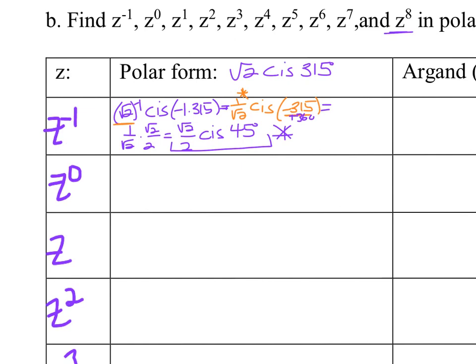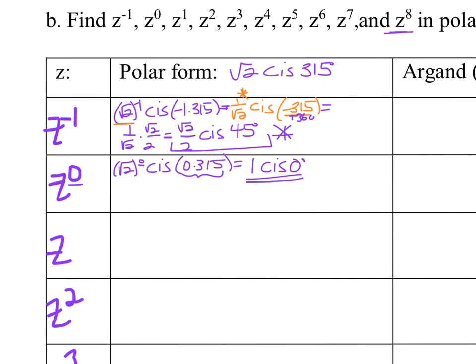Let's try the next one. z to the 0 power. This one will be a little easier because of the exponent 0. That means we're going to take square root 2 to the 0 power, cis, 0 times 315. What makes this easy is that anything to the 0 power equals 1. Cis, 0 times 315 is just 0 degrees. And that's our answer for z to the 0 power.